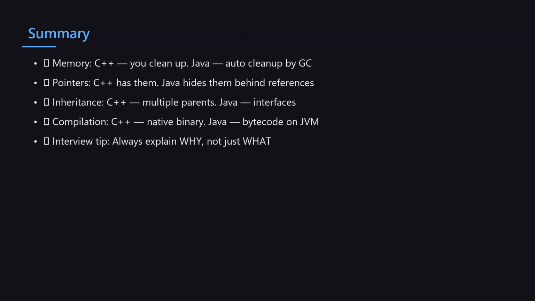Alright, let's wrap up. C++ gives you more control, you manage memory, you get raw pointers, you can inherit from multiple classes, and your code compiles to native machine code. Java gives you more safety, garbage collection handles memory, references keep you away from dangerous addresses, interfaces replace multiple inheritance, and bytecode lets your code run anywhere. In an interview, don't just list these differences, explain why they exist and what trade-offs they bring. That's what makes your answer stand out.